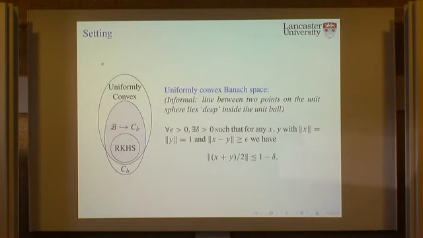So I think the main intuition that you need here is the ball needs to bend. You need to have something which lies inside if you take a line between these. So what this is ruling out is, for instance, L1 or L infinity, which are not uniformly convex, so you couldn't work with these. But for instance, every other Lp space is uniformly convex.